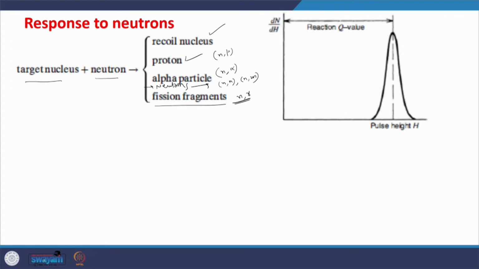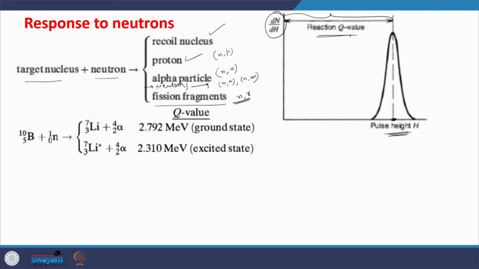Fine. So, the distribution of neutron energies versus energy, if you see, is strongly influenced by the reaction Q value, because the kind of reaction I have explained shows that the pulse height depends on the reaction Q value. For example, boron has a very good absorption cross section for thermal neutrons.